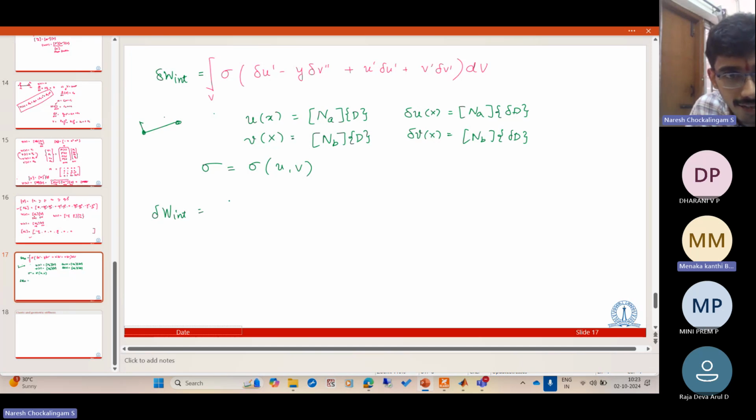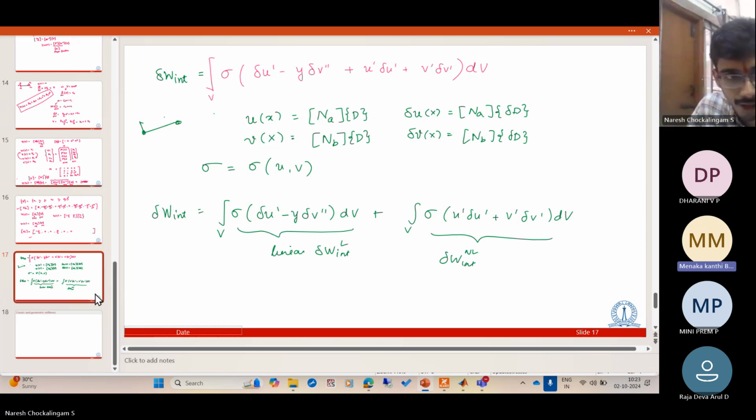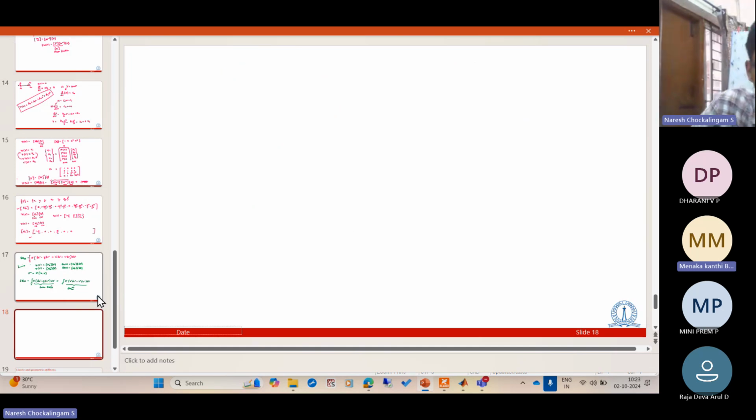We'll expand this out. I'll write this in two forms. My first term is the linear strains, plus the second term is the nonlinear strain, sigma u prime del u prime plus v prime del v prime dV. Okay. In the linear part, let me call it del w internal linear, and this I'll call del w internal nonlinear. Now let us look at the linear part. Okay, that's very easy.